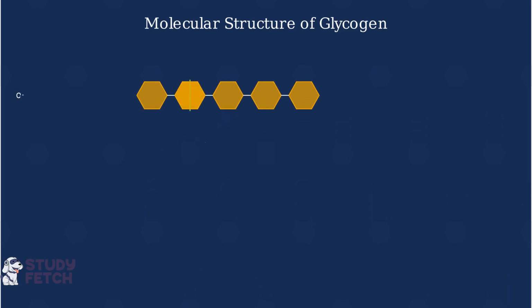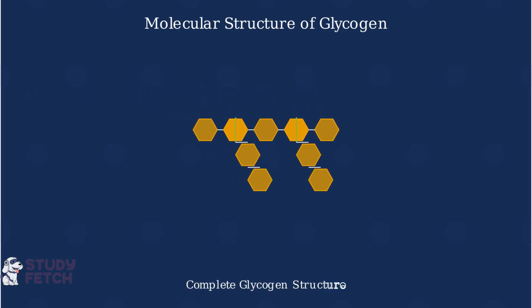What makes glycogen unique is its branching structure. Branch points connect through alpha-1,6 glycosidic bonds, creating a tree-like molecule. This branch structure creates a compact molecule that resembles a tree, with many endpoints available for rapid glucose release.